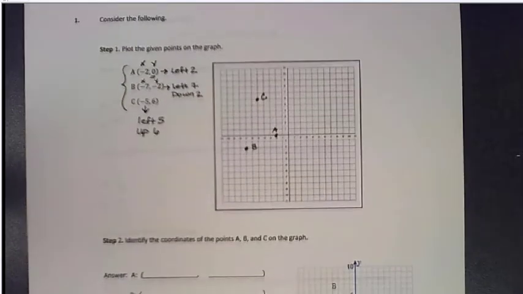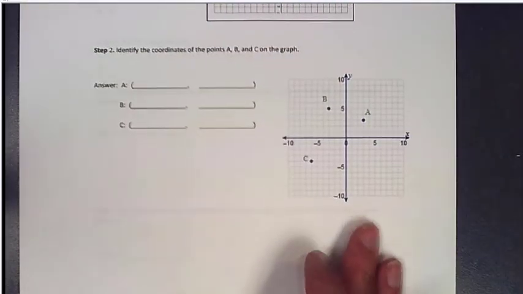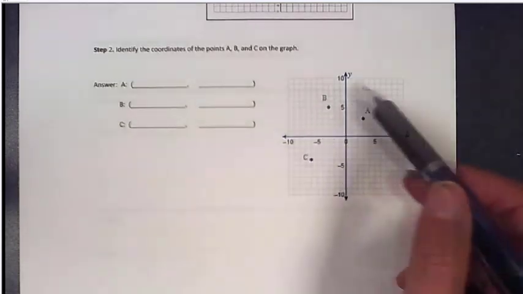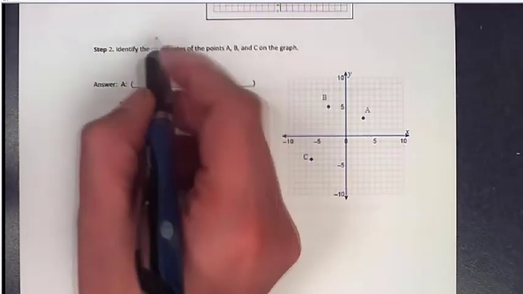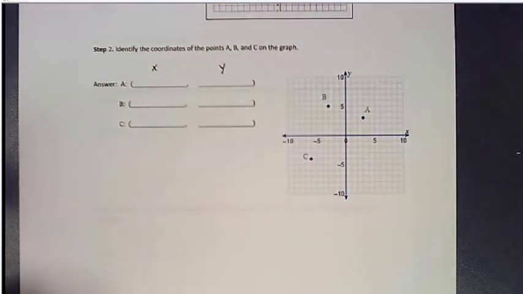So for the second half of this particular problem, we're actually going backwards. We want to start with the points on the graph and tell us what the x value and the y value is. And it's very similar to graphing. You're just going to be counting, again, starting at the origin, always counting your left and right first, and then counting your up and down.